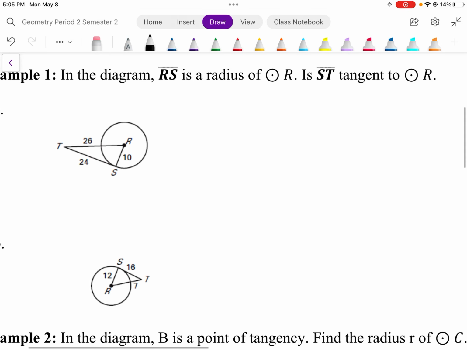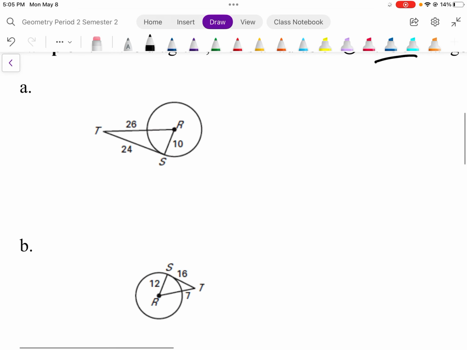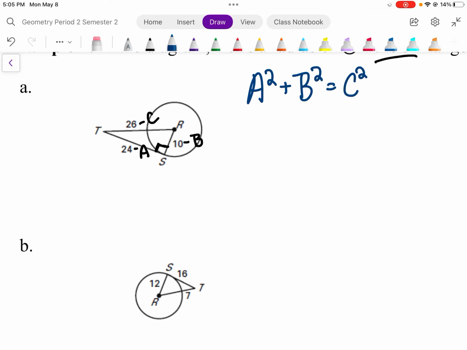So if we look at our first example in the diagram, RS is a radius of circle R, and they want us to figure out, is ST tangent to circle R? So if it was tangent, this angle in the bottom corner would be a right angle. So we want to make sure that this works for Pythagorean theorem. If it doesn't, then it's not going to be tangent. So remember, Pythagorean theorem is your a squared plus b squared equals c squared, where c is always opposite of that 90-degree angle. So we're going to have 24 squared plus 10 squared, and we want to figure out if it's equal to 26 squared.